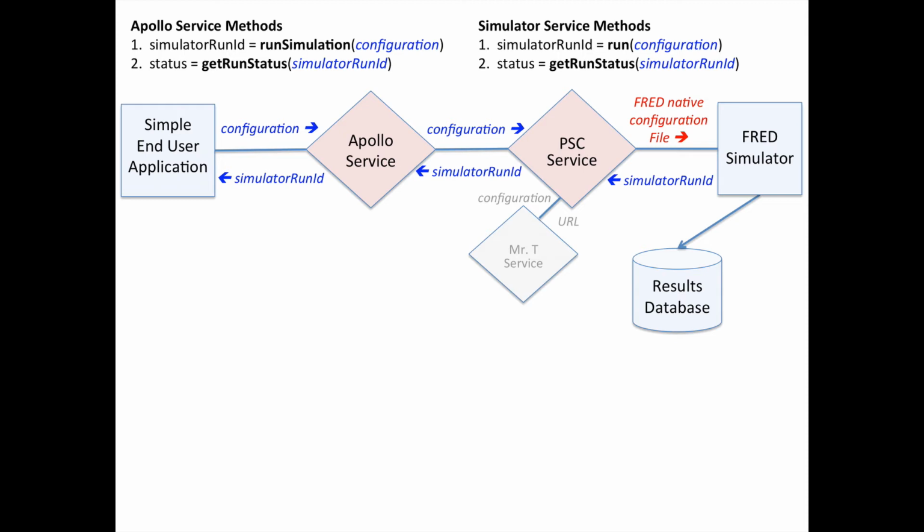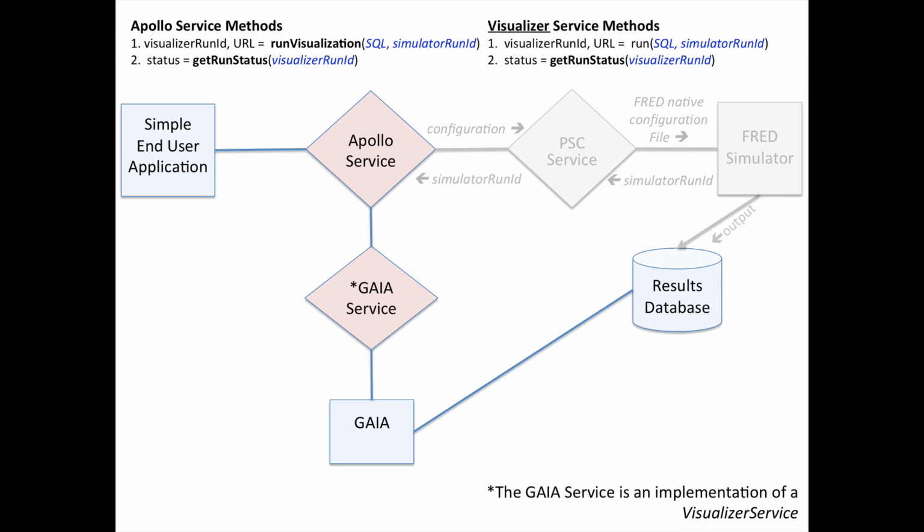The end-user application polls the Apollo service every 6 seconds by invoking the getRunStatus method to determine whether the FRED simulation has completed. When a simulator has completed the job, it writes the results of the simulation in Apollo output format to the results database. We described the schema of the results database in our paper in the proceedings, so we will not describe it here. An end-user application queries the results database through visualizer services. It invokes the run visualization method with an SQL query.